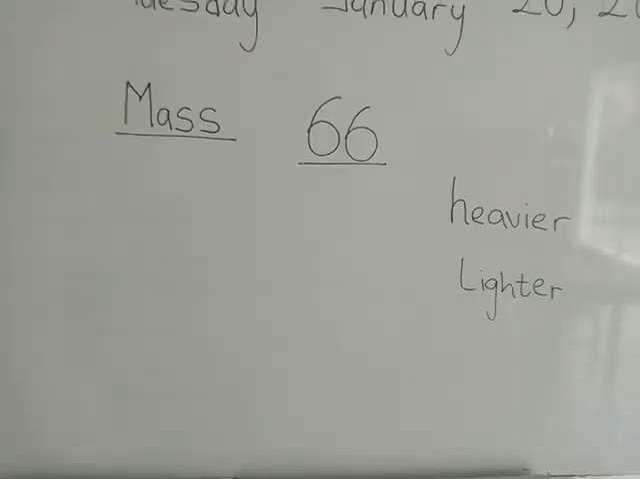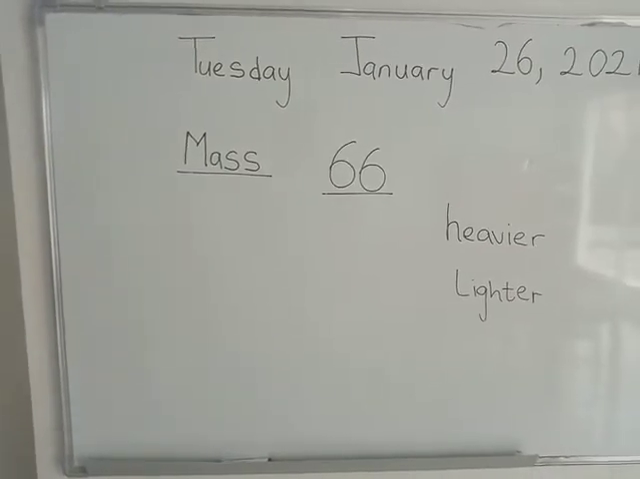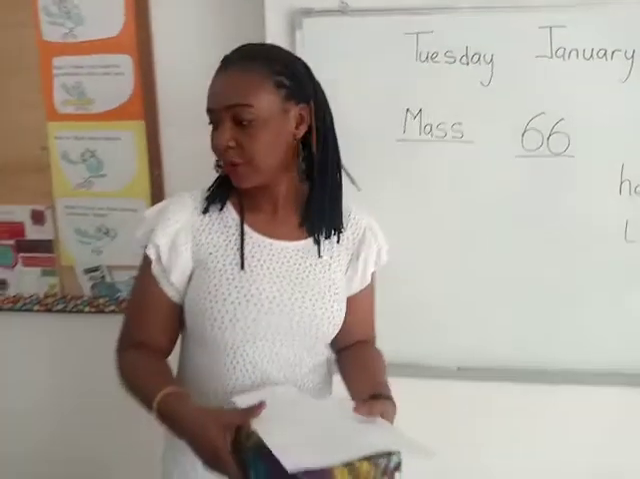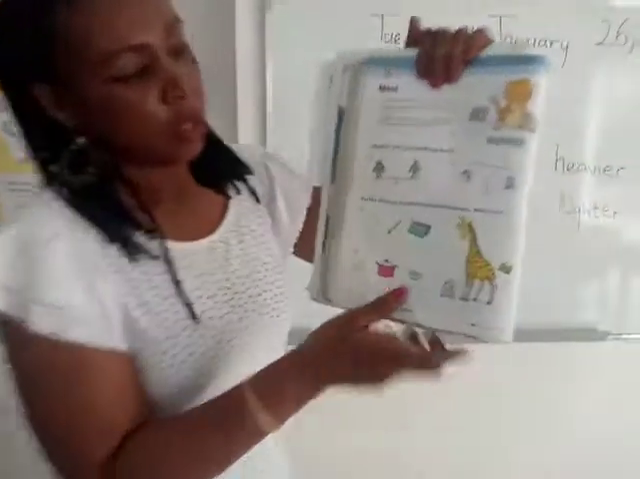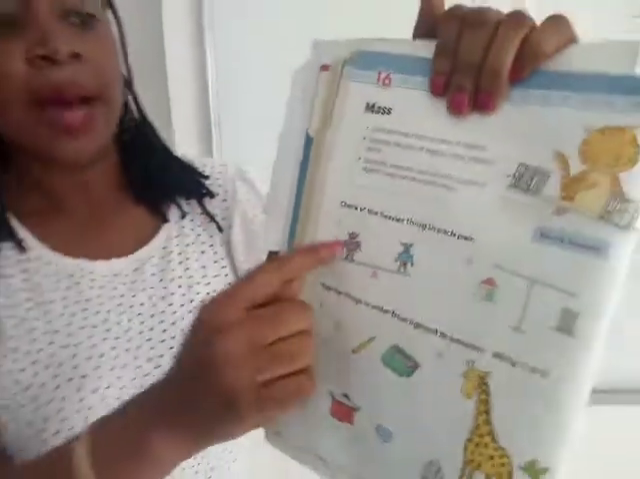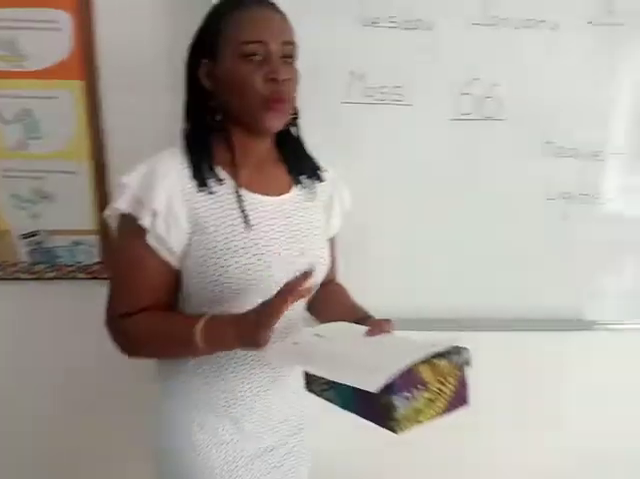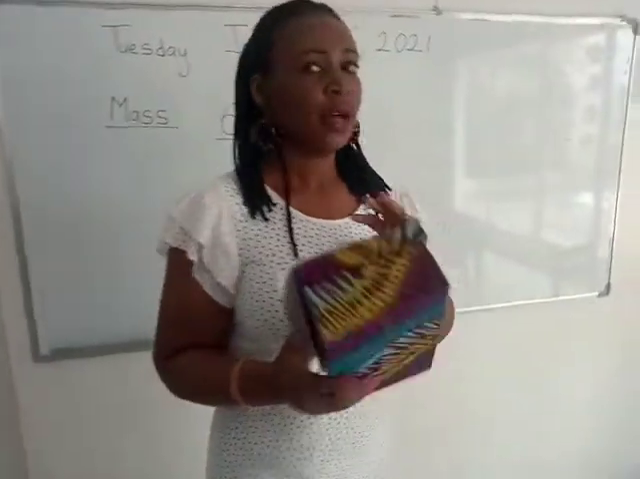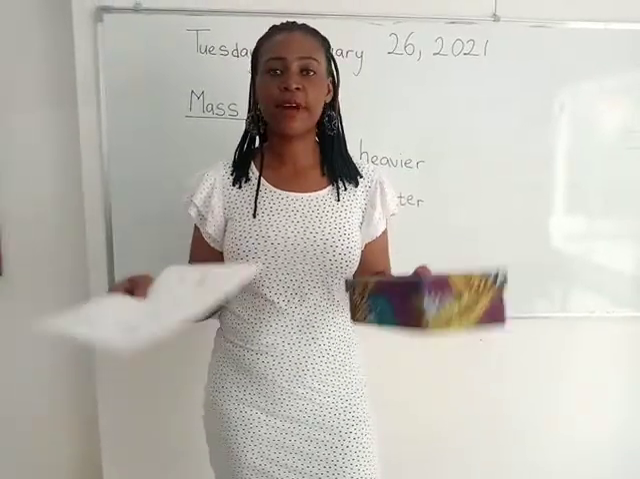Now take a look at these few examples I have with me. Of course, when you want to compare objects, you need a scale. This is a picture of a scale or a balancer. This is what we use to check the mass of an object. But if you don't have this, not to worry, we are going to be using our hands to compare the weight of different objects.